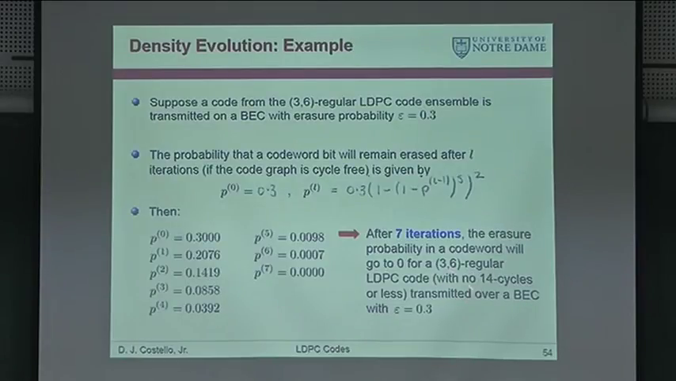Now this assumes that we've got a code with no cycles of length 14 or less, because we're assuming independence here, and most codes will not have girth 14. So again, for finite length codes, you can't guarantee this. But it gives you an idea, particularly if you have large, randomly chosen codes, what you can expect to do.